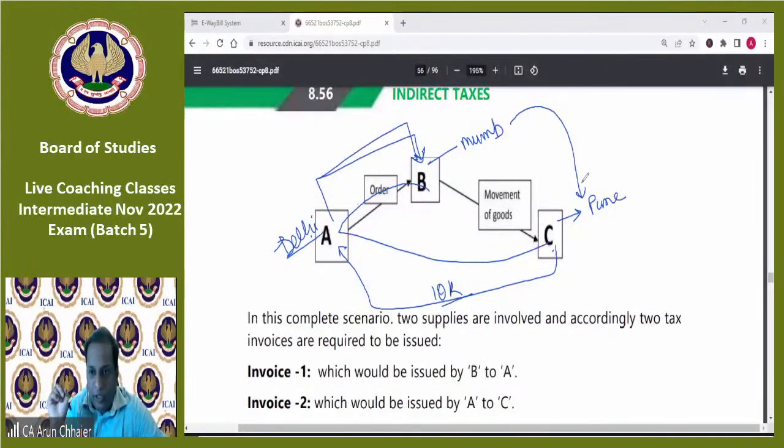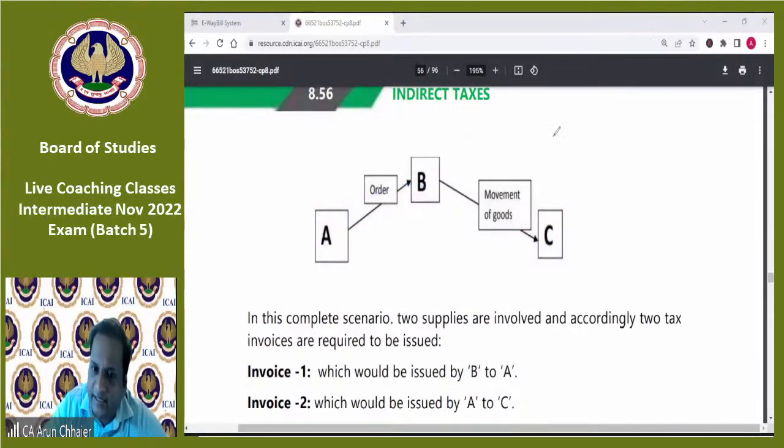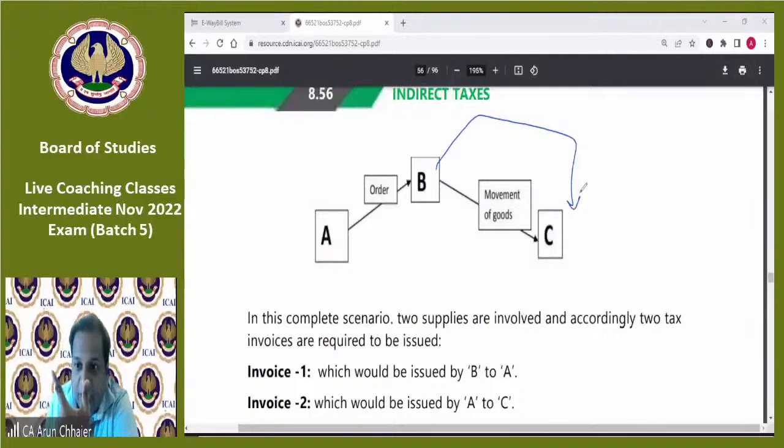How would the movement of the goods be? Is it from Mumbai to Delhi and Delhi to Pune, or directly from Mumbai to Pune? Your reply is the second option, sir. Obviously the second option, because otherwise there is unnecessary delay, transportation cost, timing, and the possibility of theft or damage.